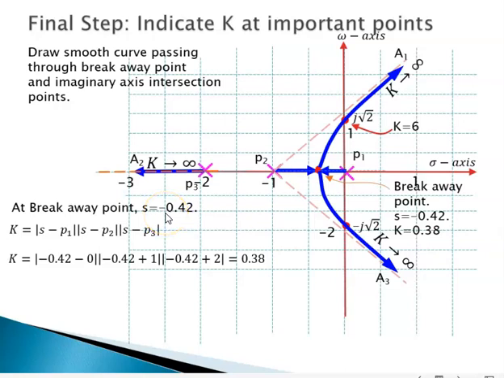At the point s equal to minus 0.42, we compute minus 0.42 minus pole p1, which is 0, then minus 0.42 minus of minus 1, plus pole p2, again minus 0.42 minus of minus 2, which is plus. If you do all that, you get 0.38. So we indicate 0.38 as the gain at the breakaway point.